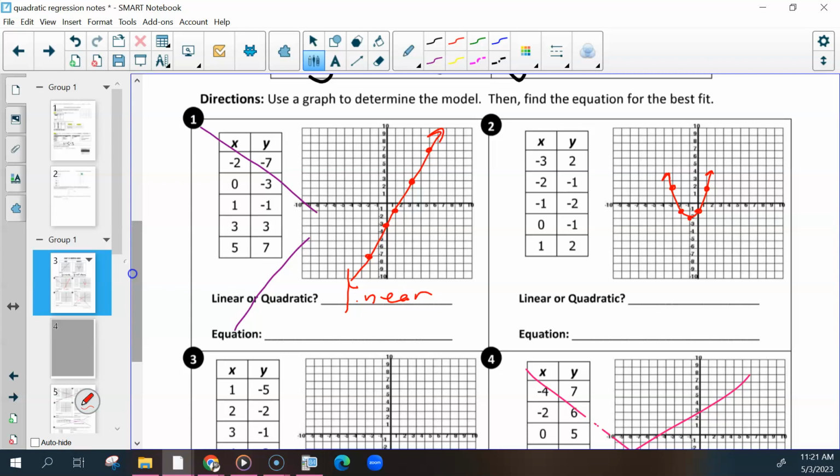Is this one linear or quadratic? Quadratic. It makes the U shape so you can clearly see that. In the table, how you would know that is your x values start to go up, but your y values either go up and then come down or go down and then come up. It does one of those things. In this case, it starts to go down and then goes right up.